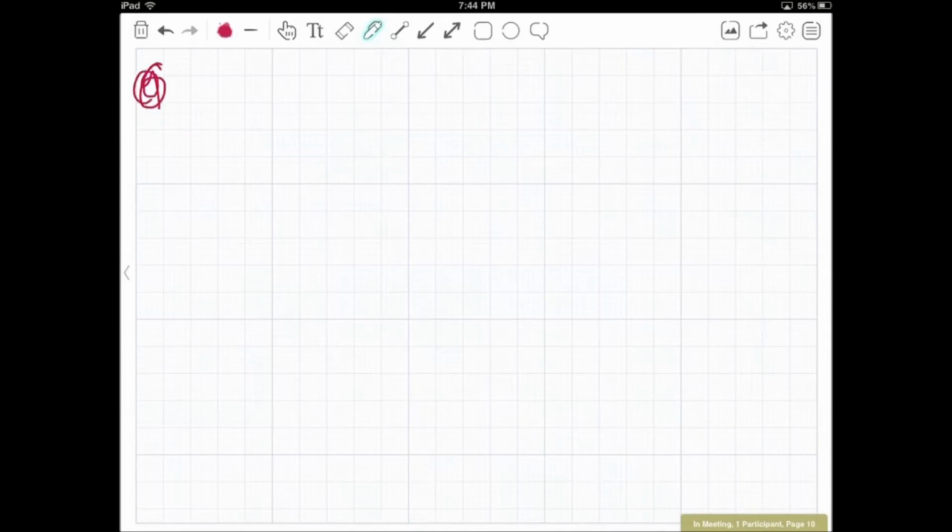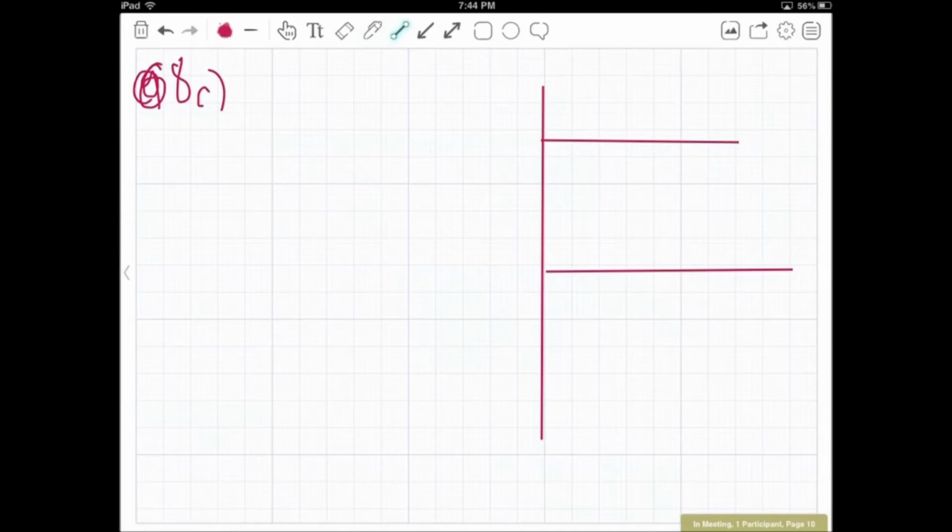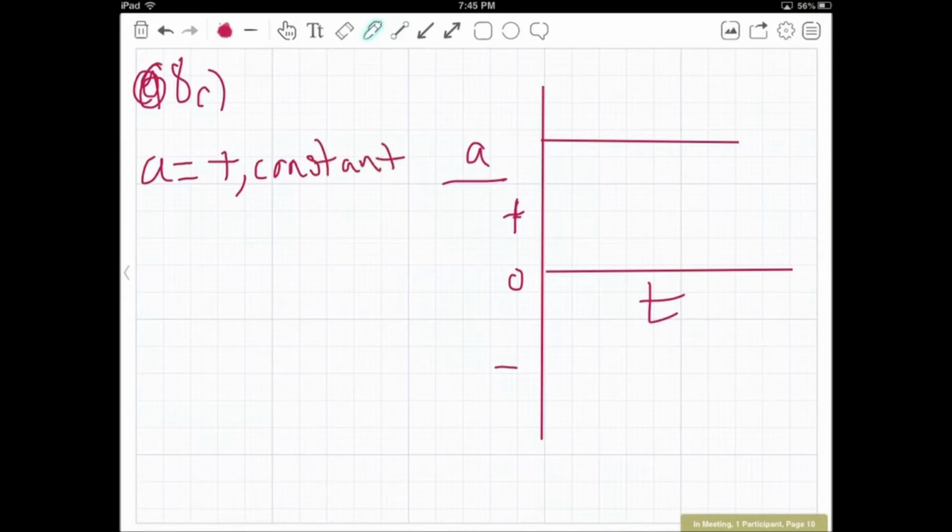Sorry, not 9 yet. 8C. 8C looks like this. This is an acceleration time graph. Remember, we have to look at our y values. Very important. Acceleration time graph. So there's really only two things we can say here. One, we can say that the acceleration is positive and it's constant. It's positive because it's up here in this part of the graph, and it's constant because it's flat.